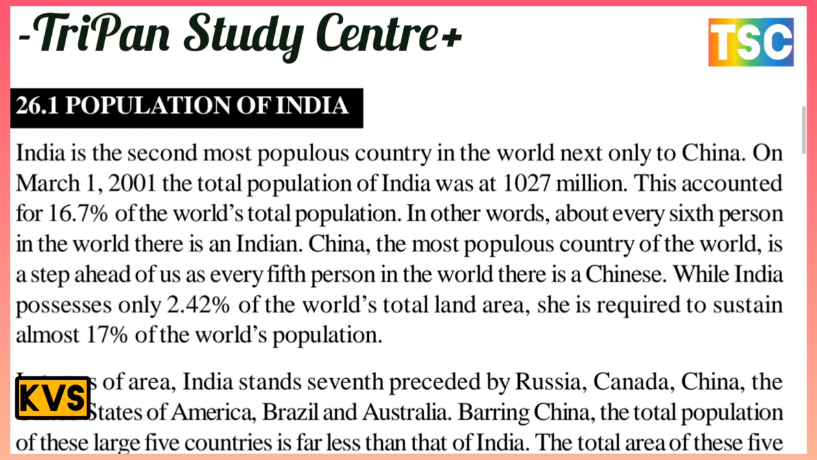This is the most important point. The 2001 survey shows 1027 million, which is 16.7% of the world's total population. In other words, about every sixth person in the world is an Indian. China, the most populous country of the world, is a step ahead of us, as every fifth person in the world is Chinese.